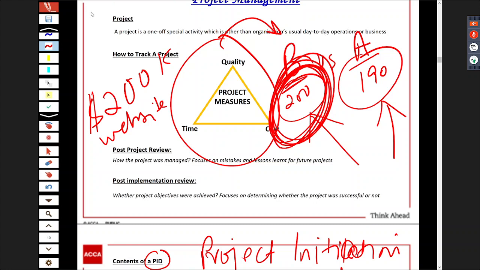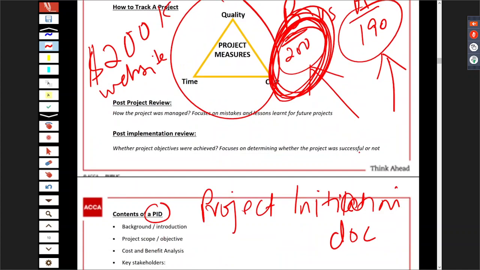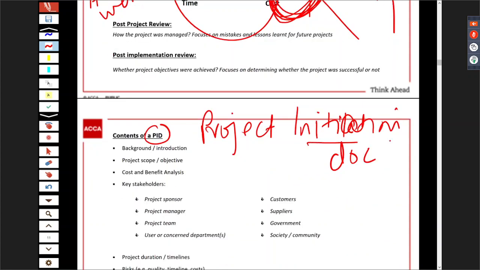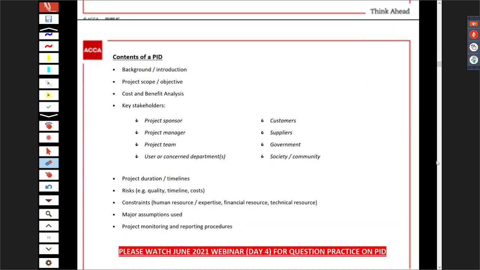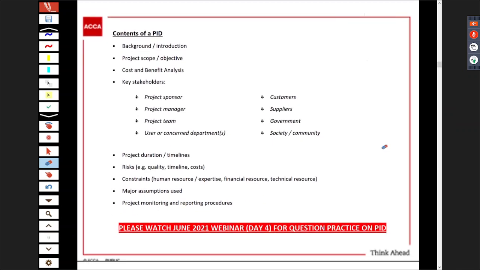So a project initiation document is a document which contains all the basic information about the project. As the name says, initiation. A project initiation document contains all the basic information about a proposed project so that the board can study this document, and then it will help them decide whether they should approve or reject the project.